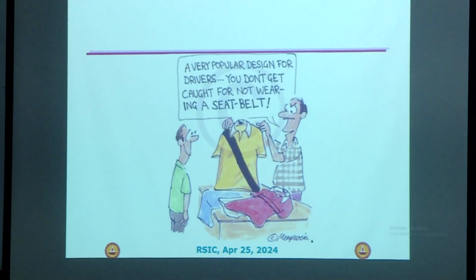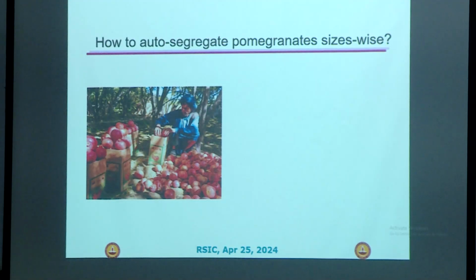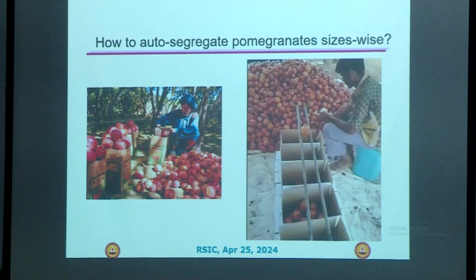Somebody came up with seat belt. This is a beautiful one. A farmer wanted to sell pomegranates of various sizes. But I need to now separate the sizes. Look at the beautiful way that he has come up with. We learn from these.